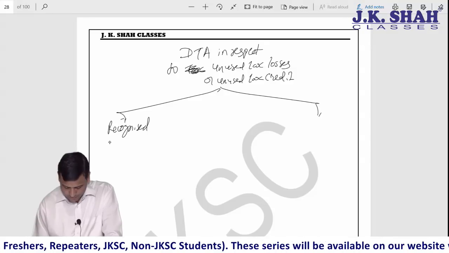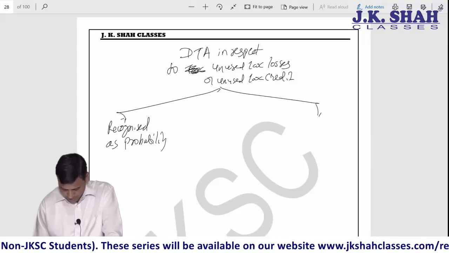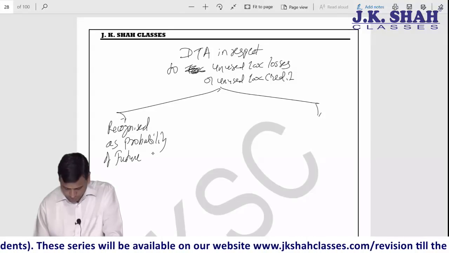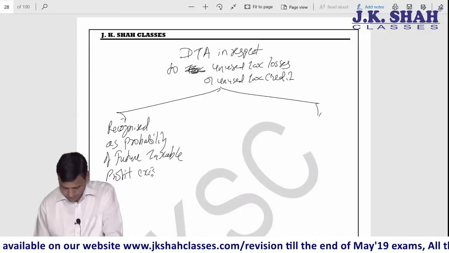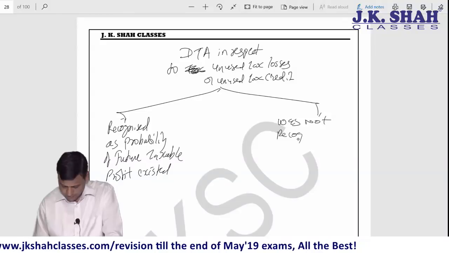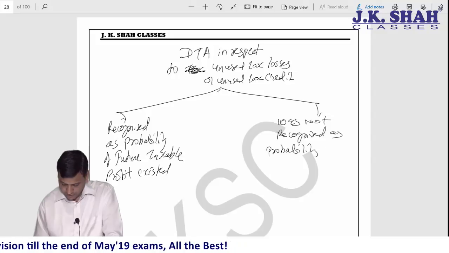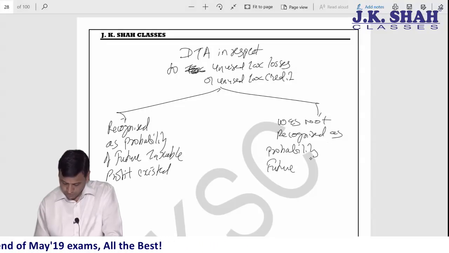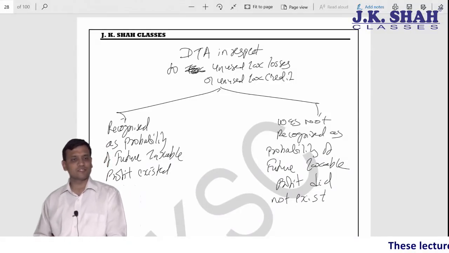Recognized as probability of future taxable profit existed. Was not recognized as probability of future taxable profit did not exist. ऐसा हो सकता है?